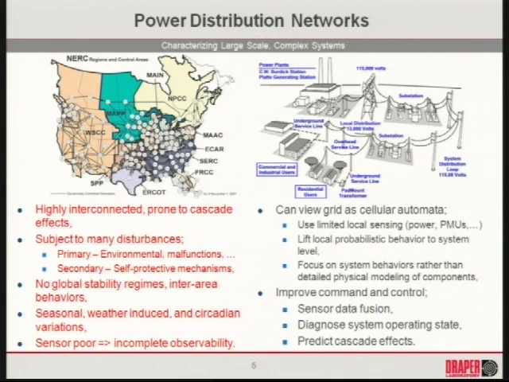And one of the reasons this becomes really important is because there really is very little in the way of sensing on the grid. For instance, if your power goes off in your house, the only way they know is if you call. So it's really sensor poor. They've got these little points, maybe at substations where they know what the power is, they'll put a phase measurement unit. So you really only have pockets of local information.